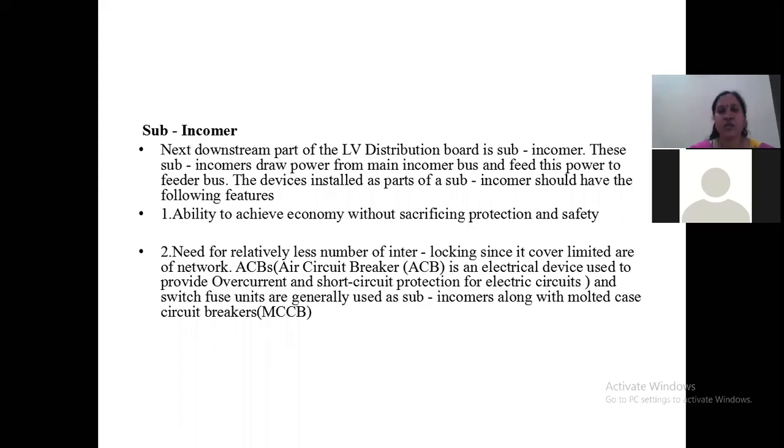Okay. So we have the incomer and later on we have the sub-incomer. So these are the features for the sub-incomer: ability to achieve the economy without sacrificing the protection and the safety. The other one is these are all the equipment present in the sub-incomer. Okay. Going to the next slide.